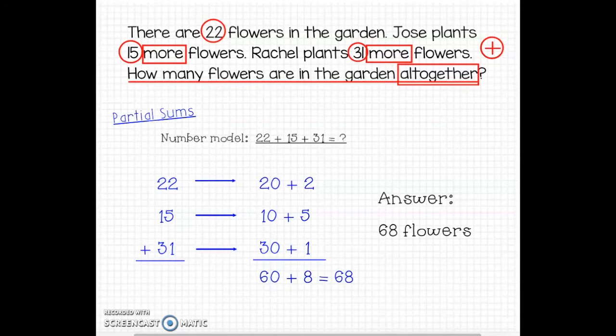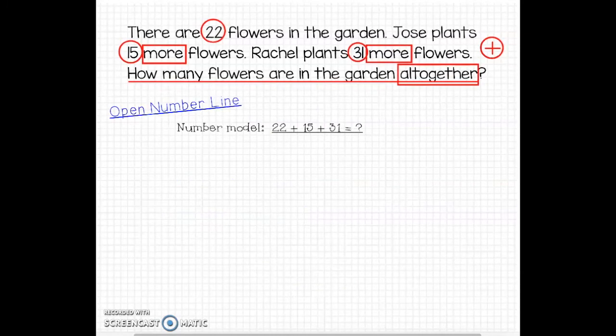Let's try solving this problem using another strategy. This time, let's try using an open number line. On my open number line, I am going to start with the biggest number, which is 31. By starting off with the biggest number, I have less jumps to make on my number line. Then, I need to break up my other addends into friendly numbers to work with.